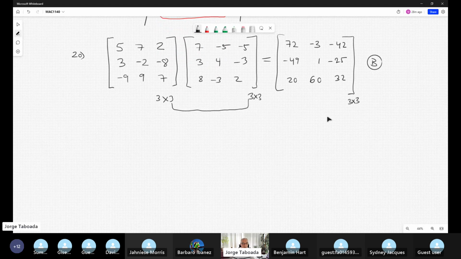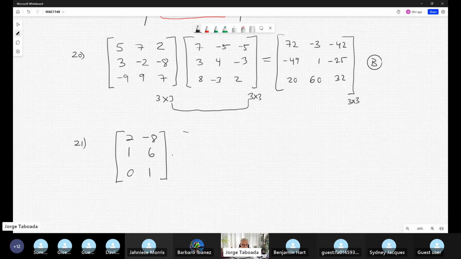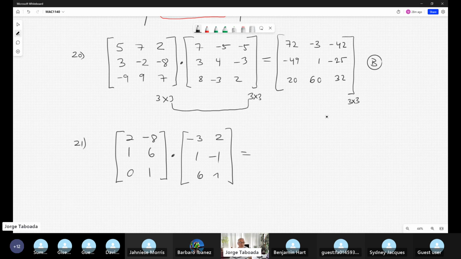One more. 21. 21 is multiplication, dot matrix. It is 2, negative 8, 1, 6, 0, 1, times, multiplication, period, minus 3, 2, 1, negative 1, 6, 1. Okay, so I can see the multiplication here. The dimension of the first matrix is 3 by 2, 3 rows, 2 columns, and the second is the same, 3 by 2. What do you think? Do the dimensions match to perform the multiplication? Yes or no?